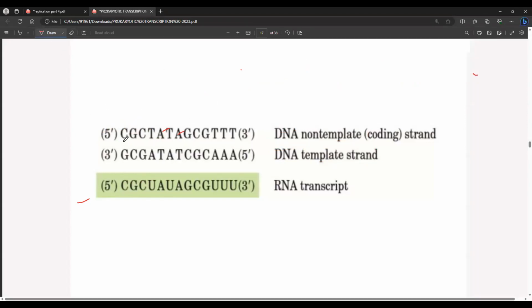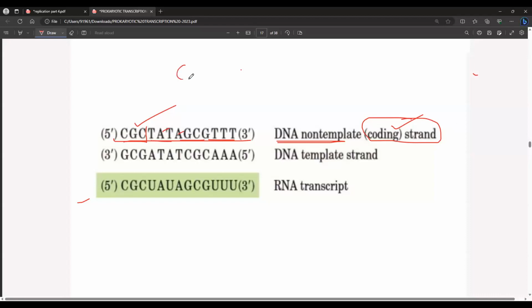Listen to my statements. I am calling it the non-template strand. But friends, it contains information. Yes or no? It contains a lot of information. See, CGC is a codon, TAT is a codon, AGC is a codon. It contains codons, it contains information. The only point is that it contains information, but it is not involved in the protein synthesis. That's the reason, my friends, we call it a non-template strand, but we call it a coding strand, which means it codes. It contains information.